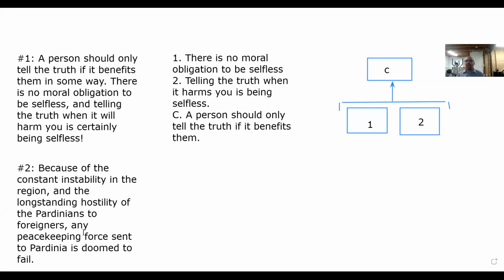We can check it out. Any peacekeeping force sent to Pardinia is doomed to fail. That certainly sounds like it would be a controversial claim in the fictional world where Pardinia existed. Probably less controversial are these other two claims. Those are presumably just facts that, if you knew about Pardinia, you would agree were true. And so the conclusion in this case, by multiple criteria, seems to be our last sentence.